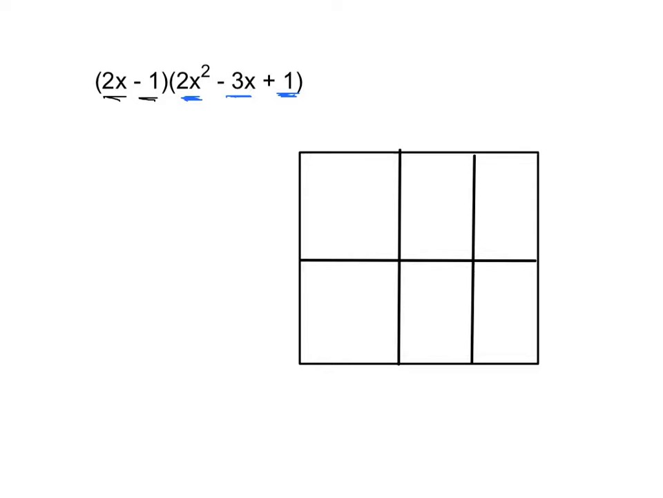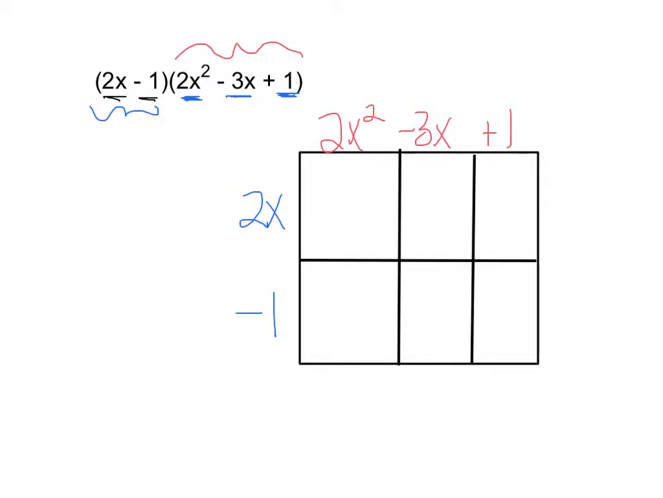So in this particular example, I have a binomial, so that's going to go on my left side. And notice that when I drew the rectangle, I just made it 2 rows by 3 columns, because I'm going to have my binomial on the left, 2x minus 1. My trinomial will go across the top, 2x squared minus 3x plus 1. Okay, so now you're just going to multiply the area of each rectangle.